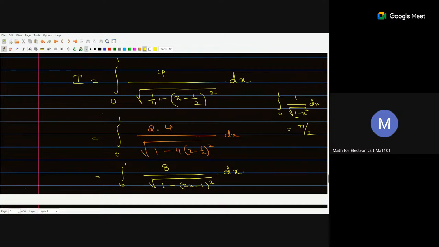So here, the intermediate step is, what we did is multiply and divide by 2 to integrate. And here, just some sort of manipulation. Is this okay? How I wrote this 4 times x minus half whole square as simply 2x minus 1 whole square.